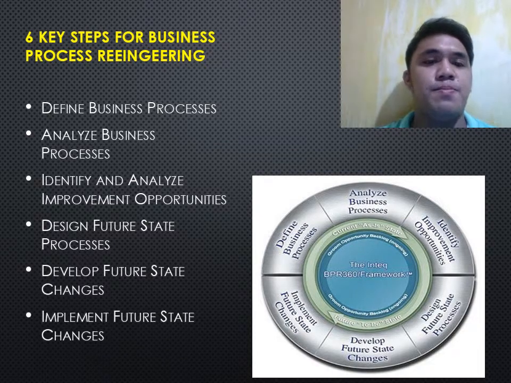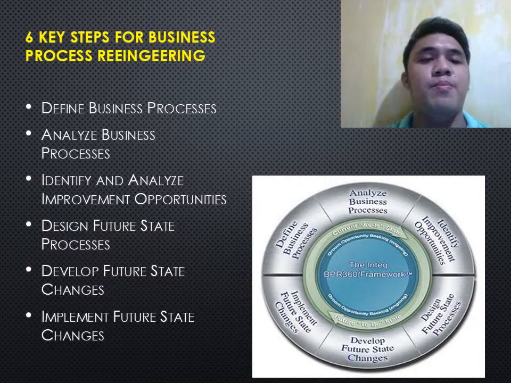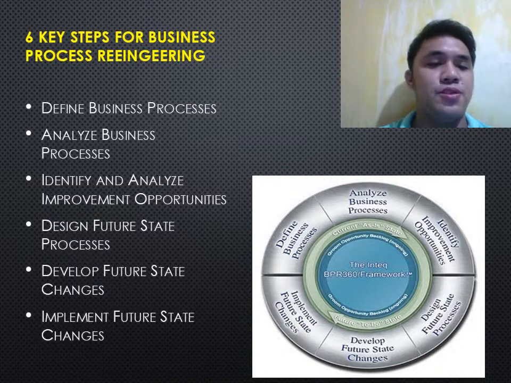6 key steps for business process reengineering. First, define business processes. Second, analyze business processes. Third, identify and analyze improvement opportunities. Fourth, design future state processes. Fifth, develop future state changes. And the sixth, implement future state changes.